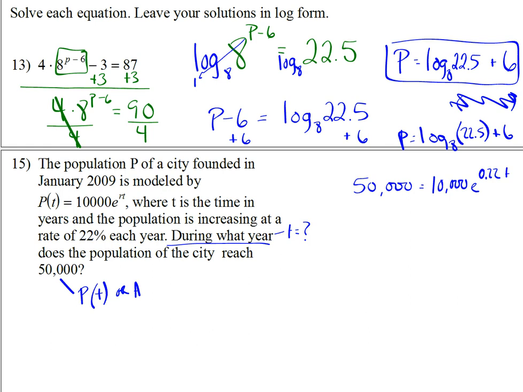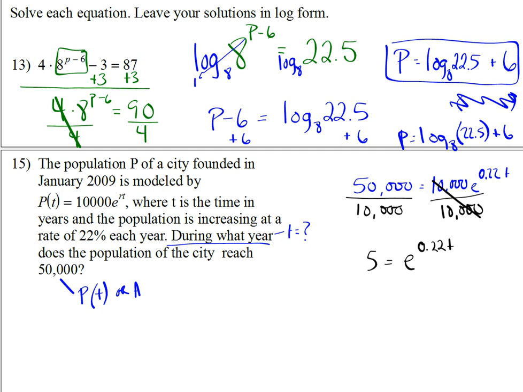Just like we've been solving them, we're going to divide by 10,000. Okay, that 10,000 is just being multiplied by e. We don't need it to stay with that thing. It's much easier if we get rid of it. So 50,000 divided by 10,000 is just 5. And now we get something that looks a lot simpler. 5 equals e to the 0.22t.